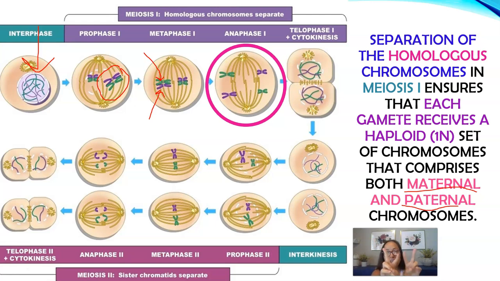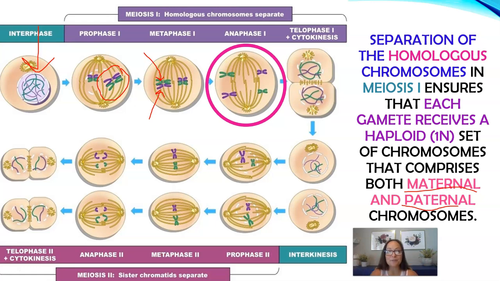A tetrad is made of 4 sister chromatids, and this is where crossing over occurs. In crossing over, they'll exchange parts of their DNA. This homologous pair forming does not occur in mitosis. This is unique to meiosis. By having these pairs form, they then move to the metaphase plate. Now in anaphase 1, the pairs are actually going to separate.